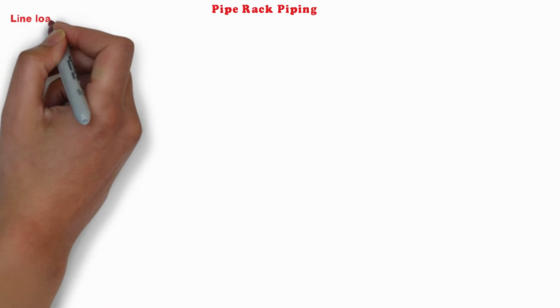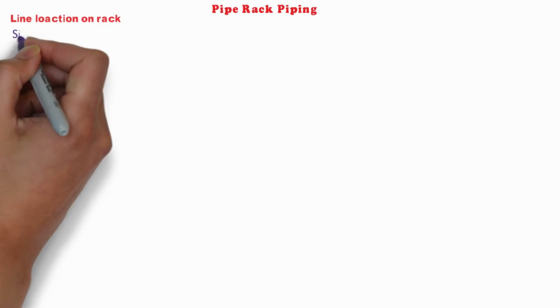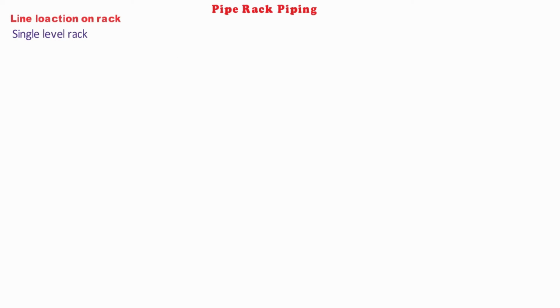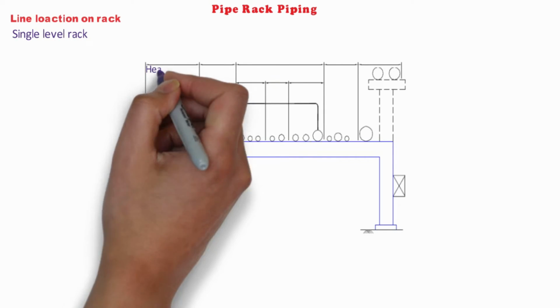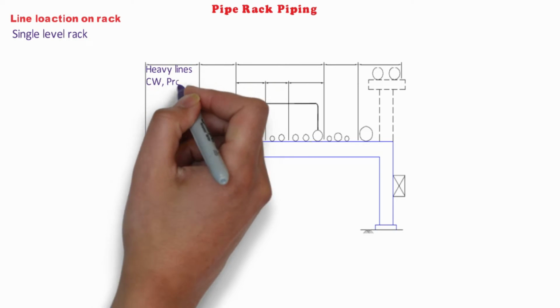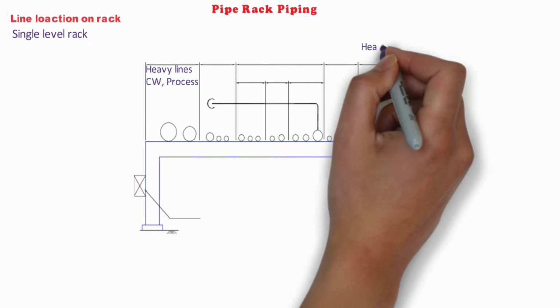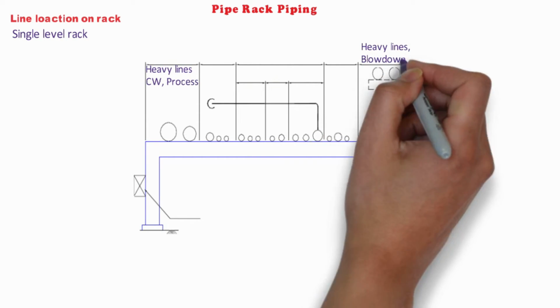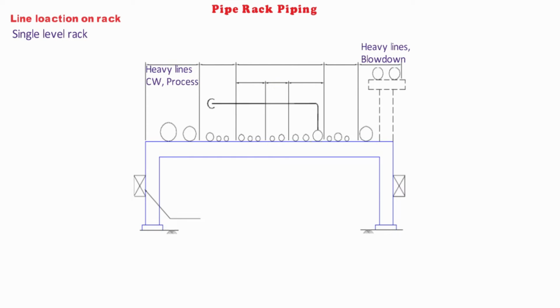Let's see what are the line location in the pipe rack. We can first see the single level pipe rack. Regardless of service, heavy lines like very large diameter lines or a large line full of liquid are placed over or near the pipe rack columns. Centrally loaded column and reduced bending moment on a beam will result in a lighter structure design.